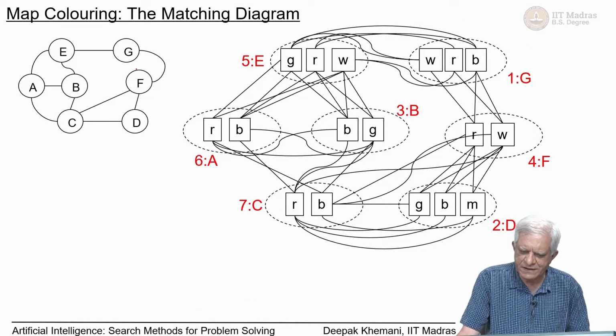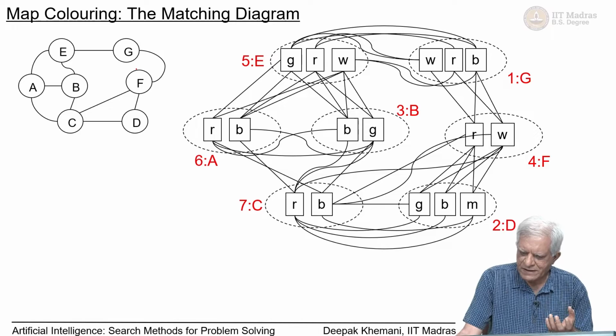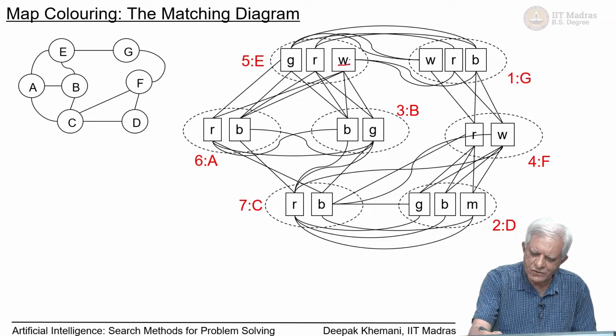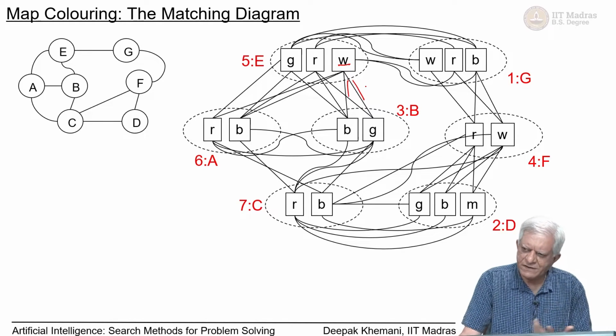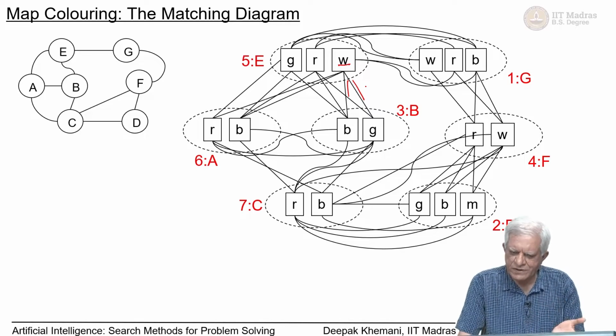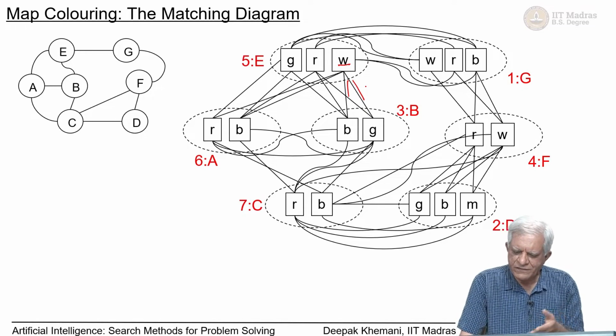So, this is the matching diagram. As you can see, any color can be connected to any different color on a related variable. So, for example, E is related to B. So, you can see that this W is connected both to B and G, which means if you had a value W in E, then for B you could have B or G essentially.